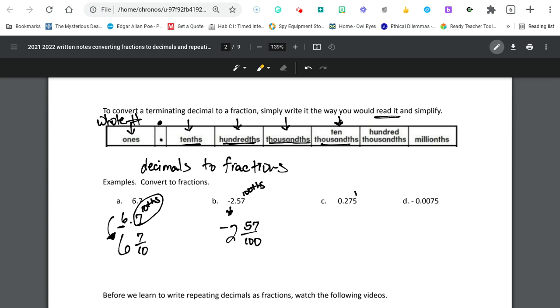The 5 ends in the thousands place. I'm just looking up here. Three places after the decimal is thousands: 1, 2, 3. So I write this. I don't put the 0. I just put 275 thousandths. Now you can put a 0, but that's pointless. Okay, so I don't do that. What I'm going to do is simplify these.